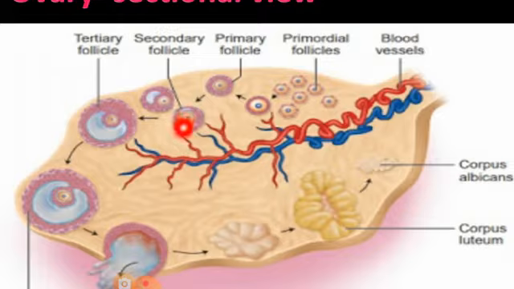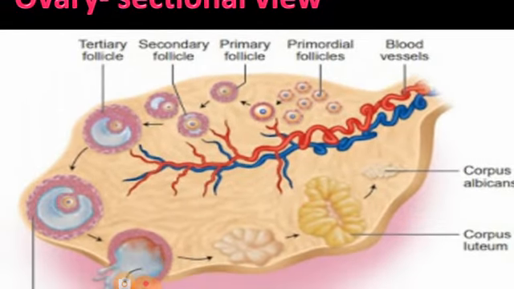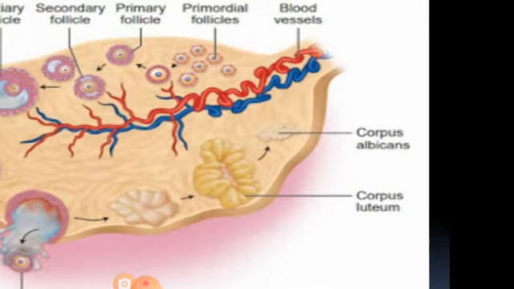At this time, what happens? The granulosa, the outer granulosa, starts secreting a fluid. What happens then? It creates a cavity.